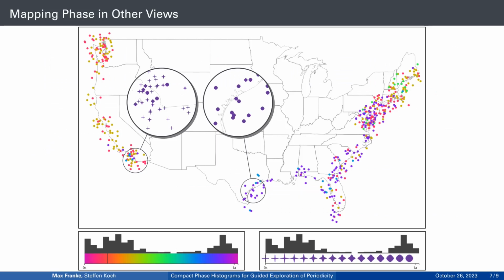To find relationships between periodic behavior and other data attributes, we also map phase to color or shape in other views. Here we have geographical data of high tide events at the US coasts. With the selected period length of 1 year, we can see periodic behavior in the phase histogram. We can also see from the different color or shape of the map markers on the east and west coast that the high tide events usually happen at different times in the year at the two coasts.